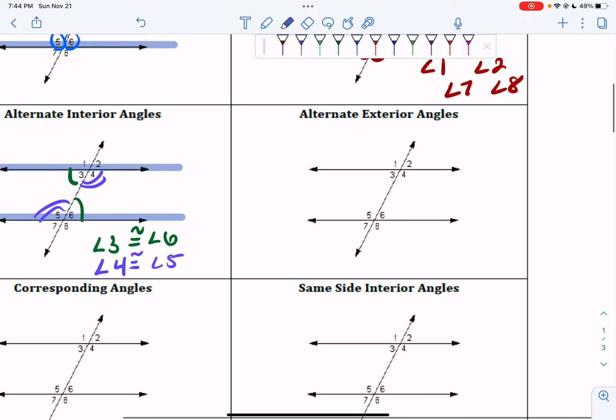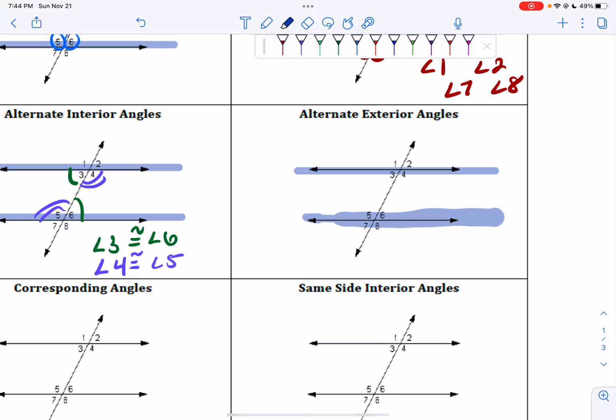Now alternate exterior angles are angles on the outside and alternate to each other. So I can say angle 1 and angle 8 are congruent to each other. And then I can say angle 2 and angle 7 are congruent to each other.